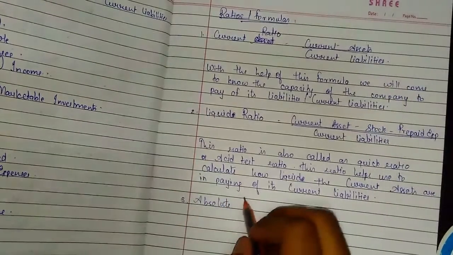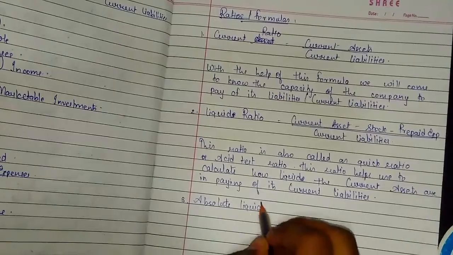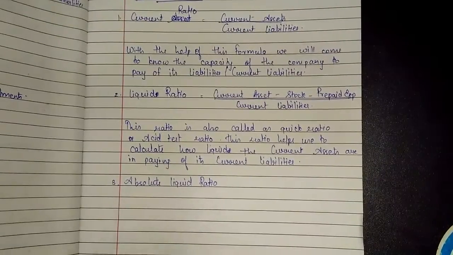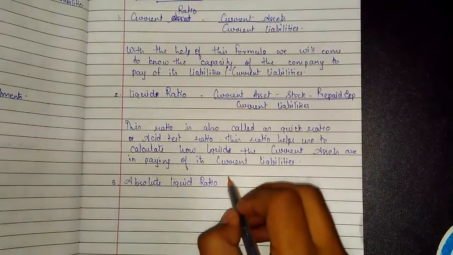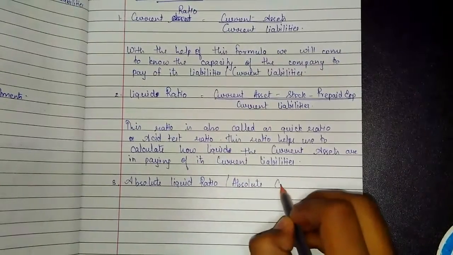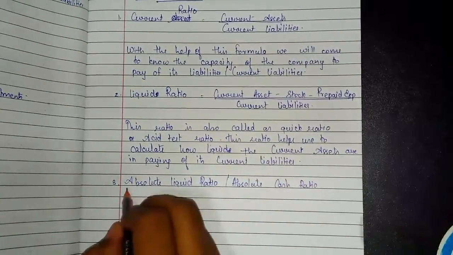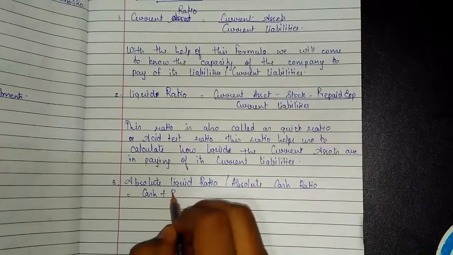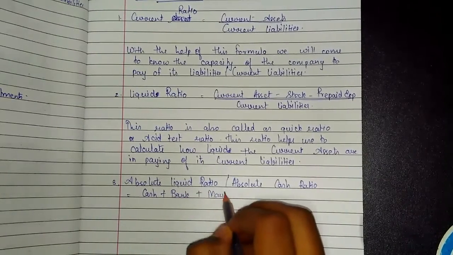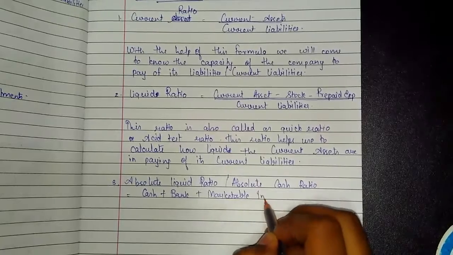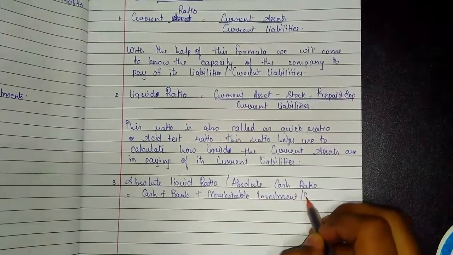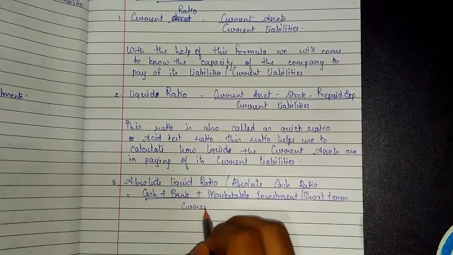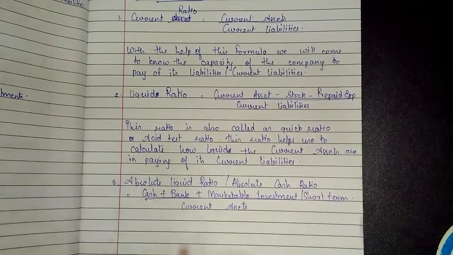Third, a stricter version of the liquid ratio is the absolute liquid ratio/absolute cash ratio, which is equal to, here we will not write current assets, we will directly write cash plus bank plus marketable investment/short term investment, divided by current liabilities. I hope quite logical for you all.